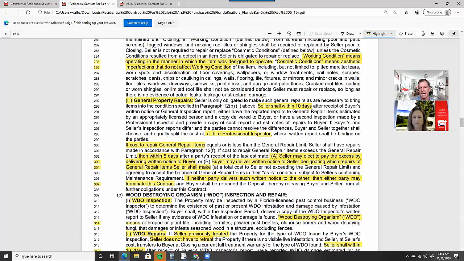Because then the seller is going to have to go get estimates. And the seller has how many days here, Amy, to get estimates? Within 10 days. 10 days of the receipt of the buyer's inspection. That's right, exactly. You have 10 days to do it.